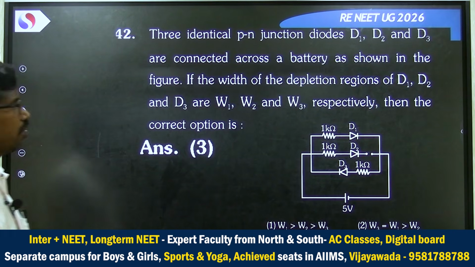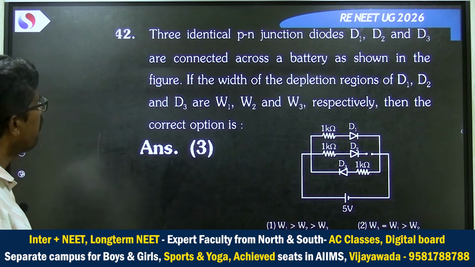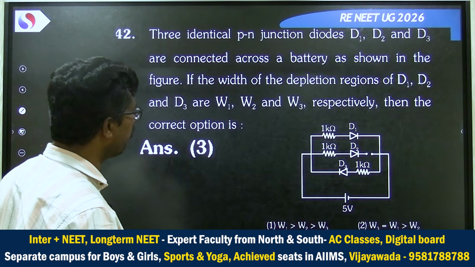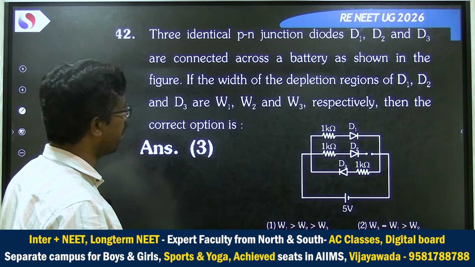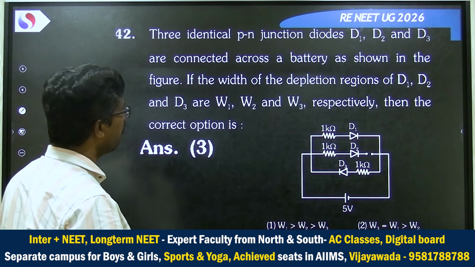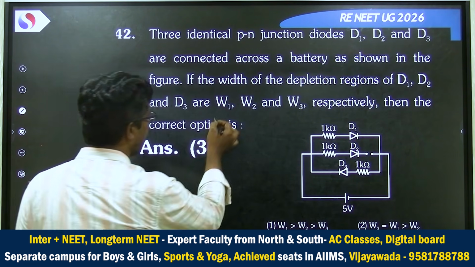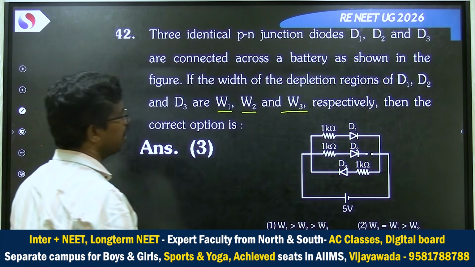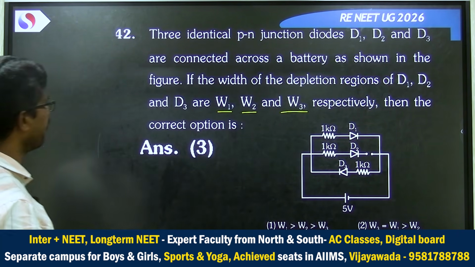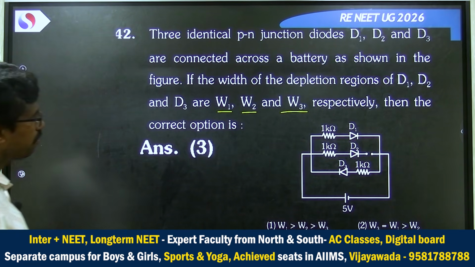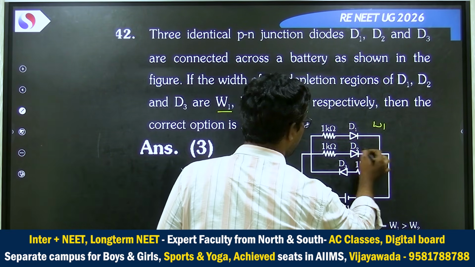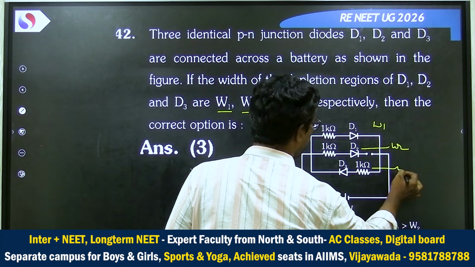Next, question 42. Three identical PN junction diodes D1, D2, D3 are connected across the battery as shown in the figure. The width of the depletion layer of diode D1 is W1, D2 is W2, and D3 is W3. Then the correct option is here. This one is W1, this is W2, this is W3.